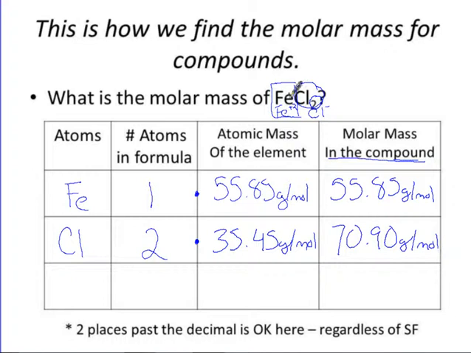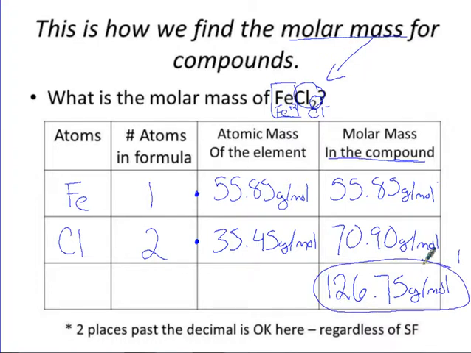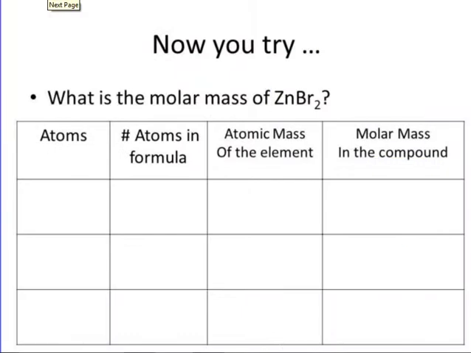Now all we have to do is add it up, because we have 1 iron plus 2 chlorides, and we add it up, we end up with 126.75 grams per mole. And that is the molar mass of iron chloride, iron 2 chloride. Okay? I would love for you to try this one, zinc bromide. Try this one on your own, and then I'll show you the answer.